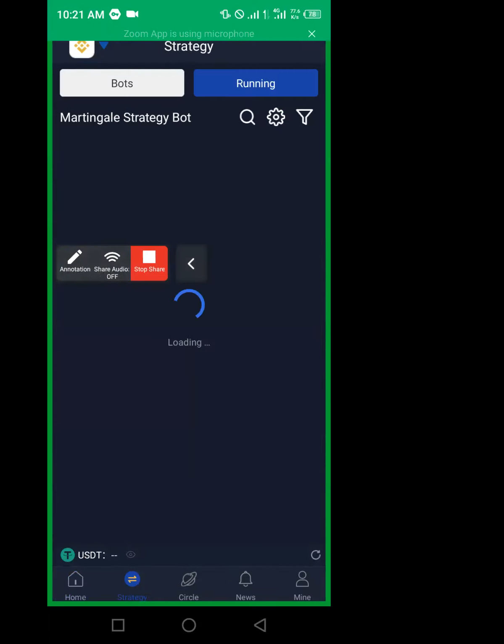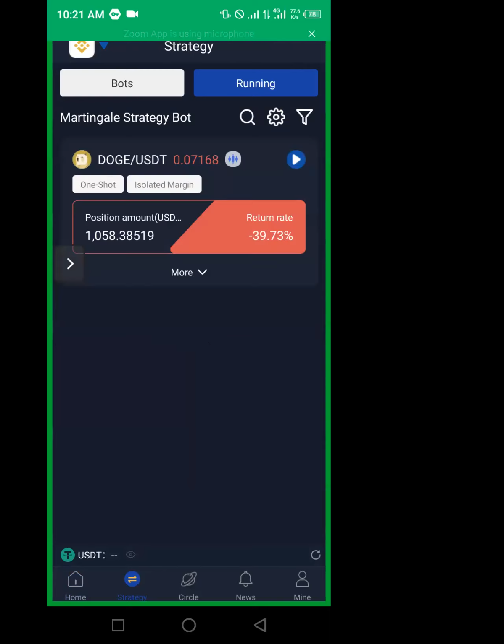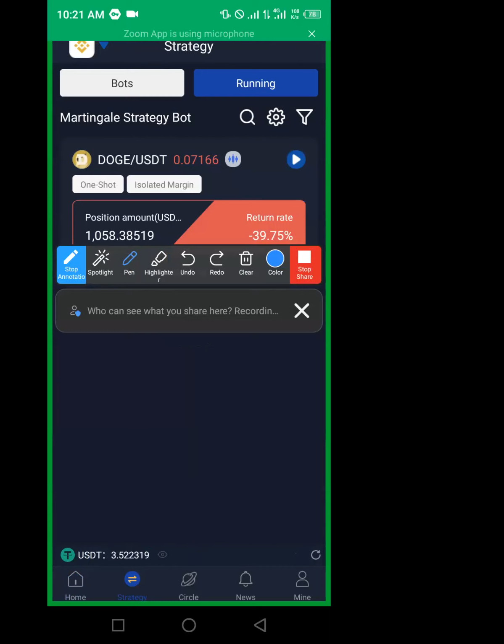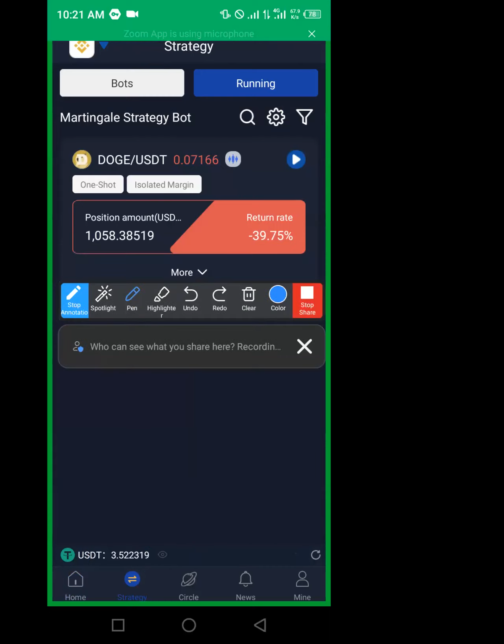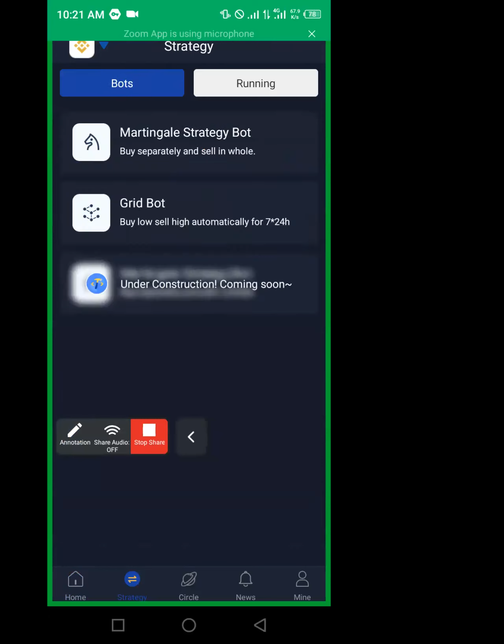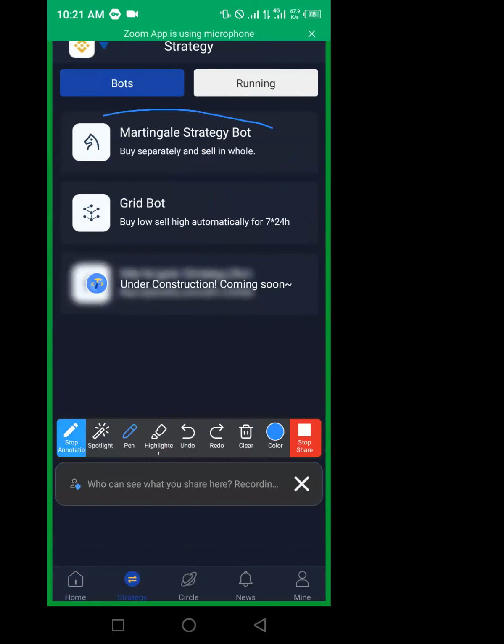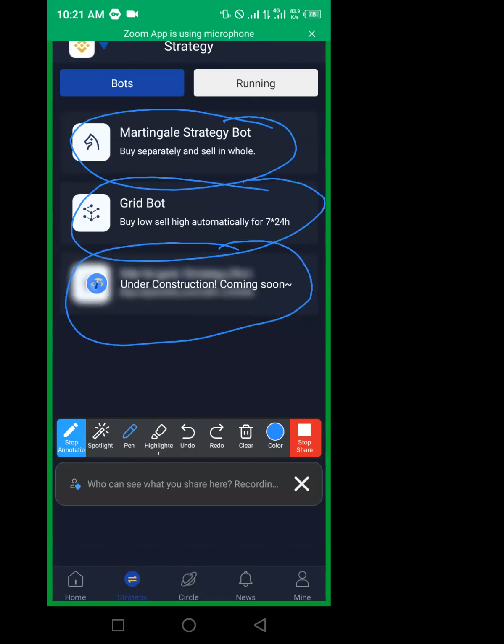we are going to see basically two things. We are going to see bots. The reason why we are saying bots is because we have two for now. When we click on bots, we have the martingale strategy and then the grid bot. Then there is also another one which is still under construction. Very soon, Royal Q will be telling us what to do.